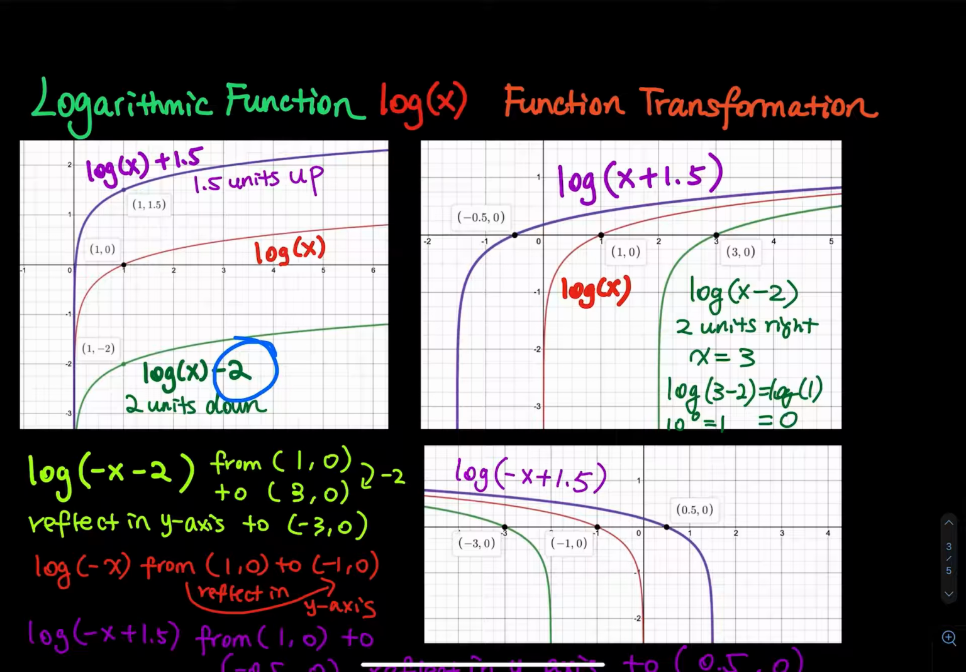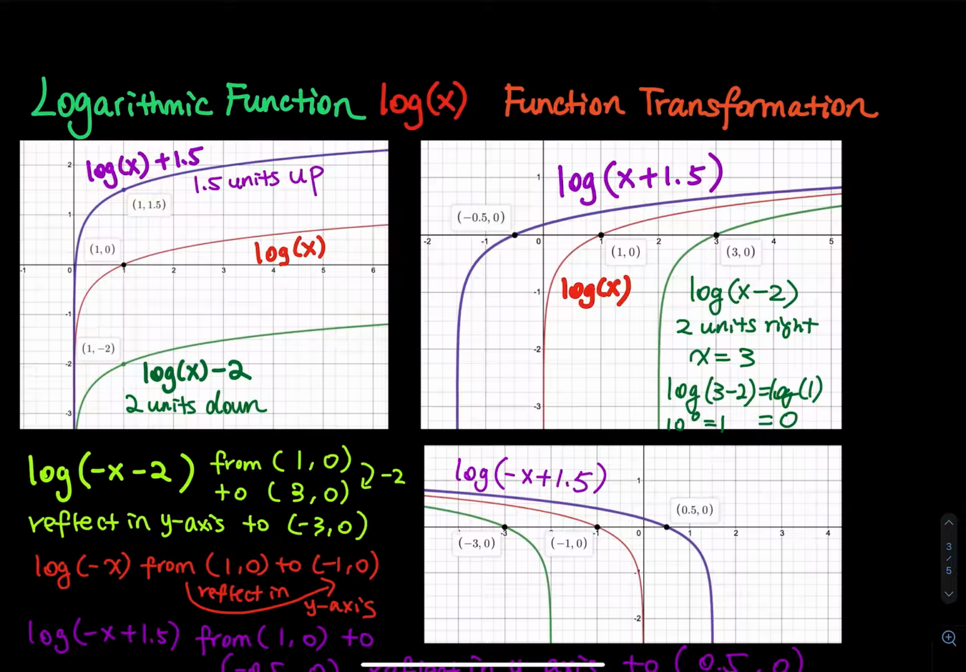Now, moving on to the graph on the right, I use the same parent function, log of x, right over here. So what happened when I still stick with the 1.5 and the -2? This time, what happened if I put the 1.5 and the -2 right next to x? When you add 1.5 to the x, that shifts the function 1.5 units to the left. So 1.5 units to the left.